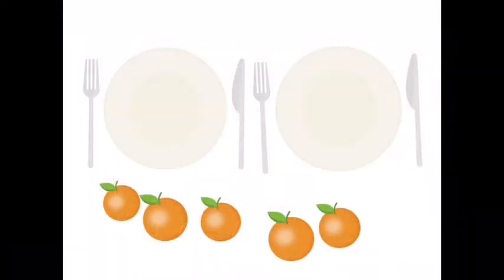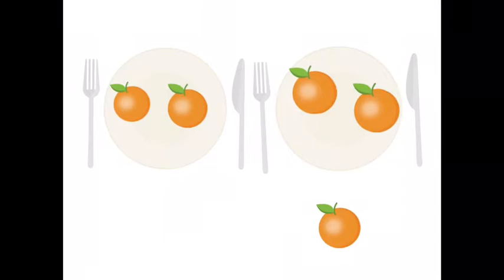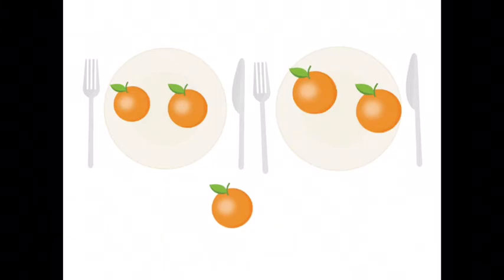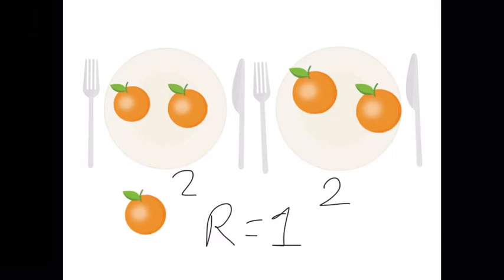Our final example is, again, sharing oranges between 2 plates. So we have 5 oranges. We want to share them equally between 2 plates, but we have an extra one left over, or a remainder. So we could write this as we have 2 in that group and 2 in that group, and we have a remainder of 1. We've got a remainder of 1, which is this orange just here.